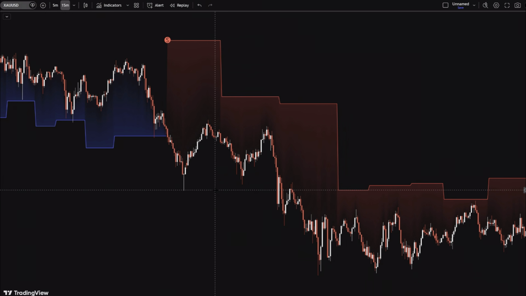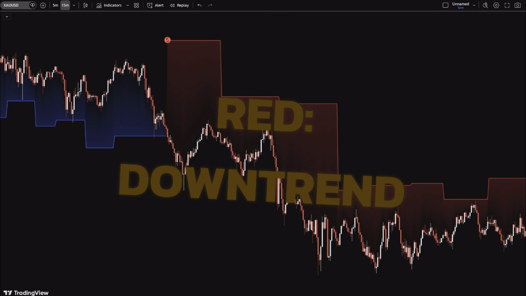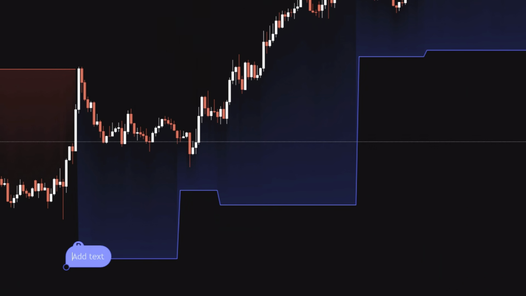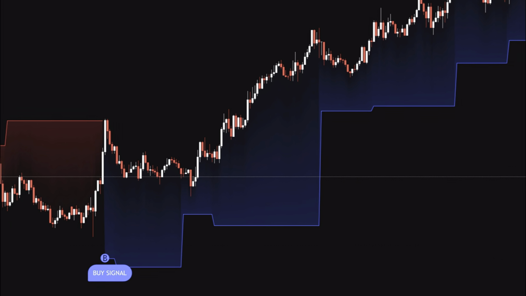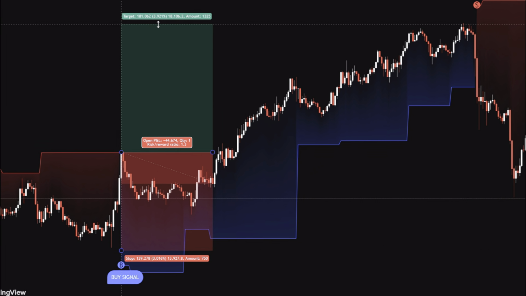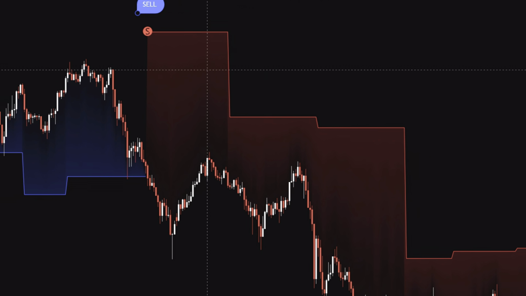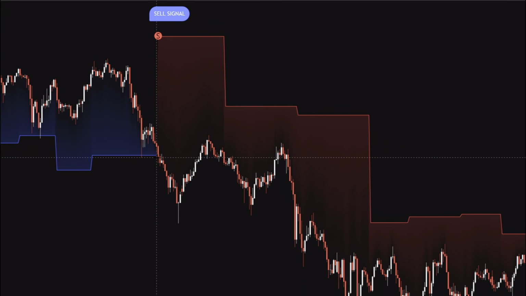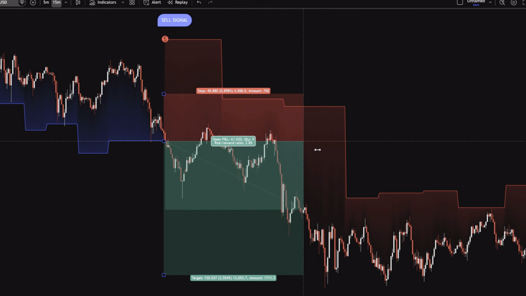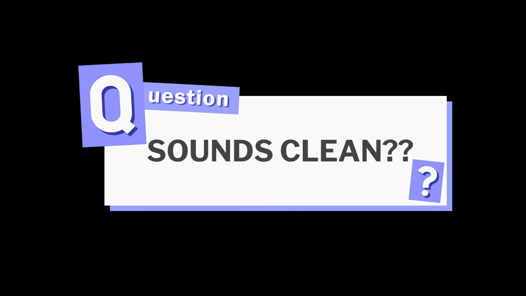On your chart, you will see a line that changes color. Blue means uptrend, red means downtrend. And you also see symbols. A B marks a buy signal, and an S marks a sell signal. Sounds clean, right? It's not.